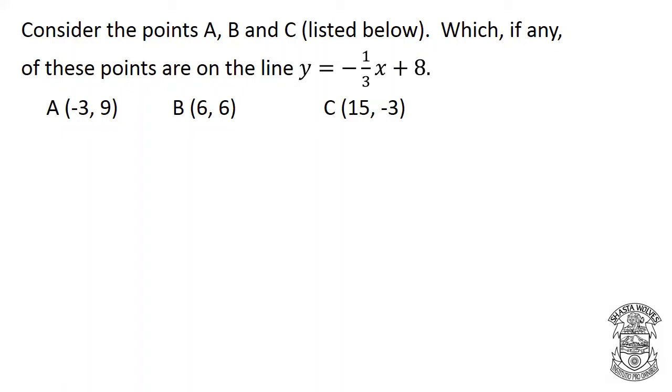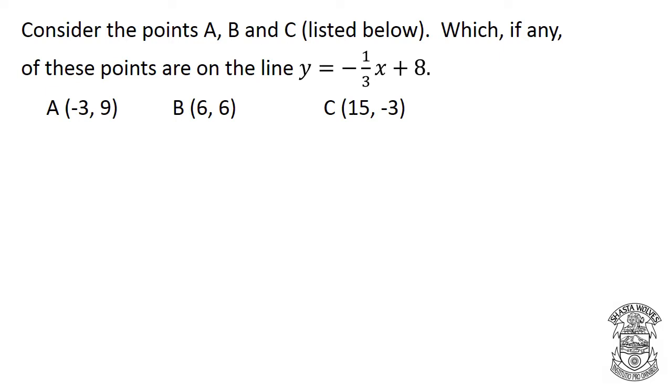Consider the points A, B, and C. They're all listed below. Which, if any, of these points are on the line y equals negative 1/3 x plus 8? Of course, in order for a point to be on a line, that point would have to make the equation of the line true.